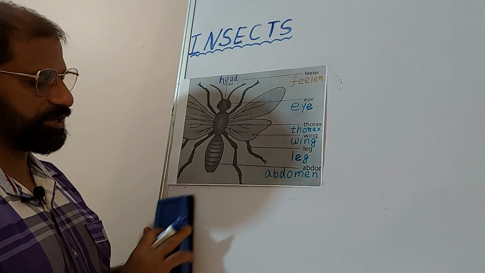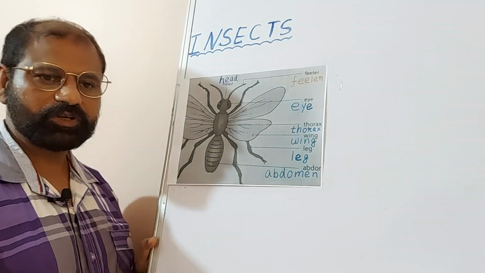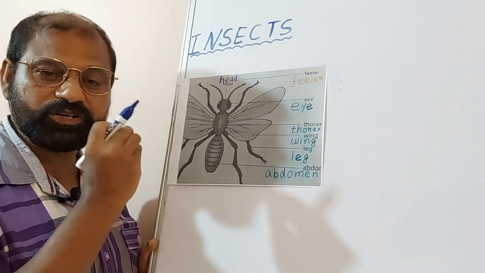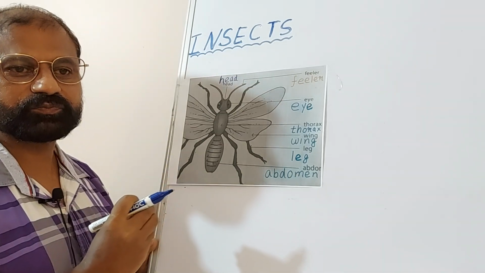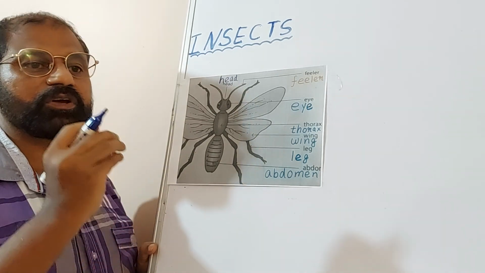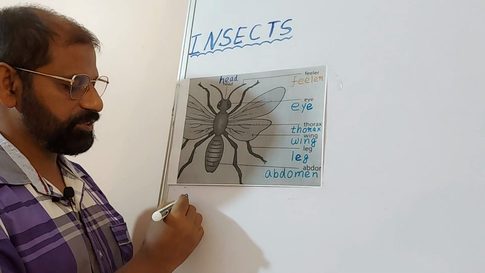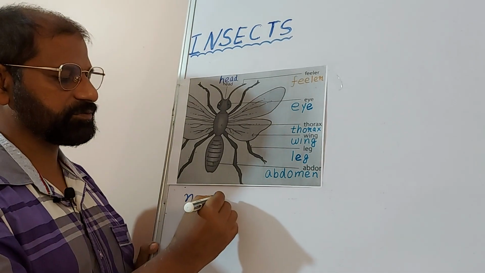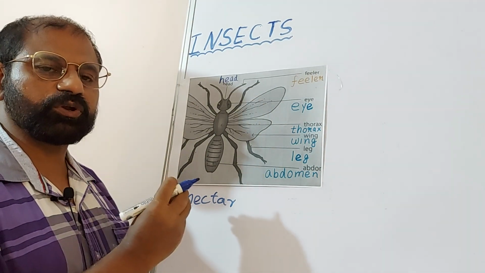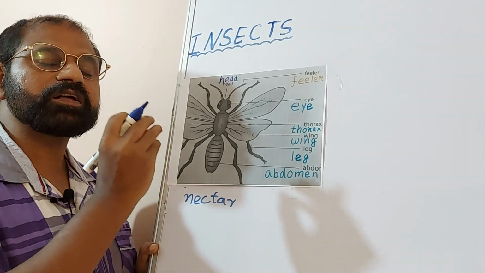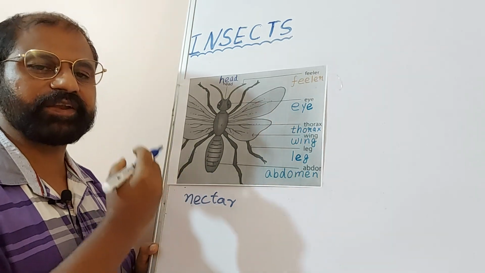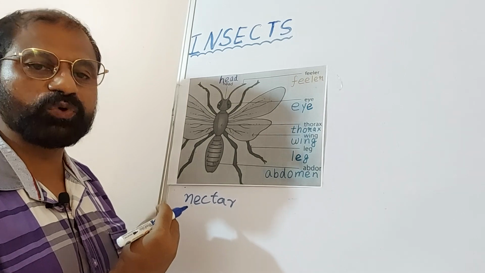Now what do the insects eat? They are also living beings, so they also feel hungry, so they have to eat. What do they eat? Insects like honeybees and butterflies, they eat nectar. What is this nectar? Nectar is a sweet liquid we find in the flowers. So they suck this nectar from the flowers and they consume it for their food.